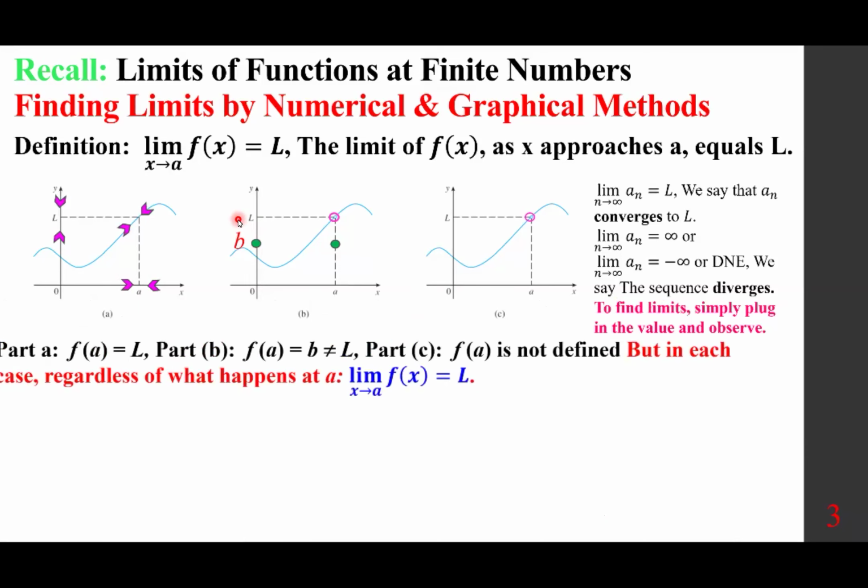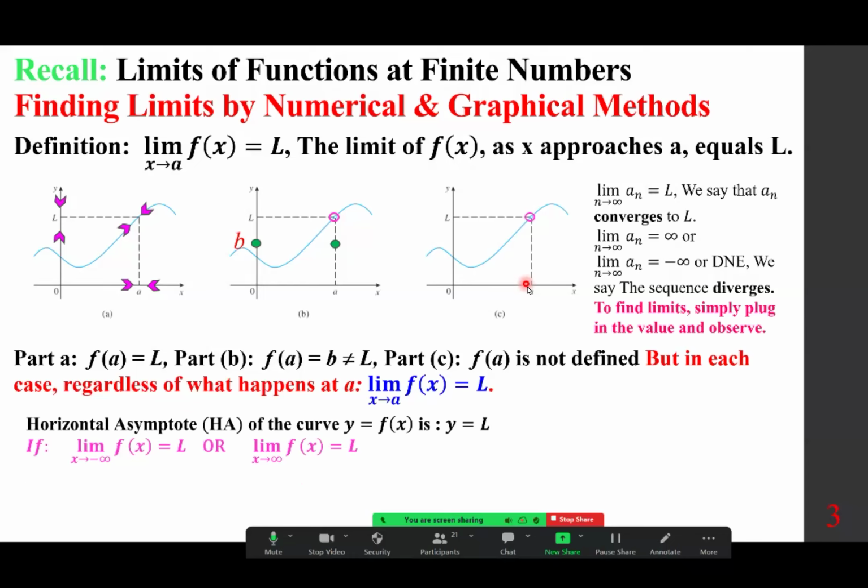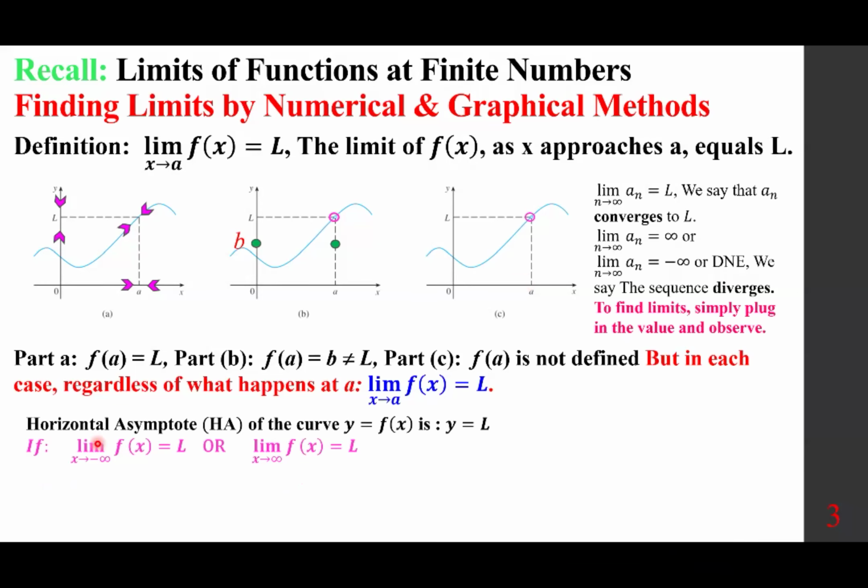What's the difference? In this case, even f of a equals L, which makes it continuous at a. In this case, f of a, the solid point has a y-coordinate b, so it's not equal to the limit, makes it discontinuous at a. In this case, f of a is not known, is not given, is undefined. Nevertheless, the limit exists.